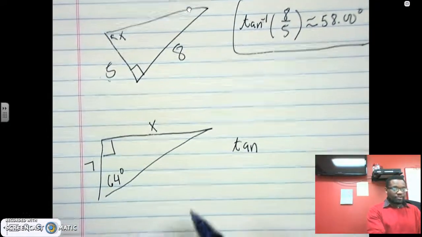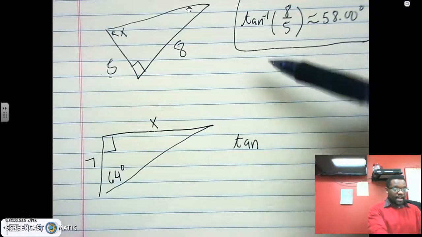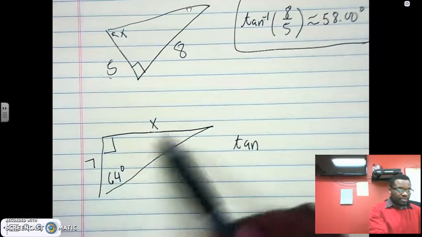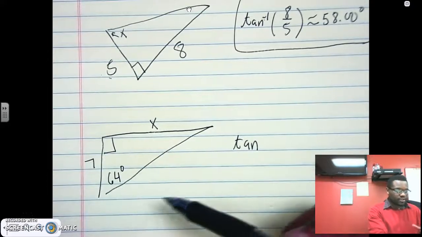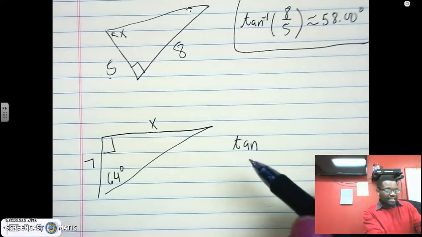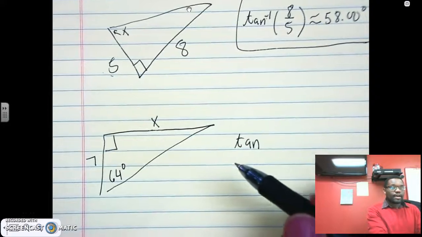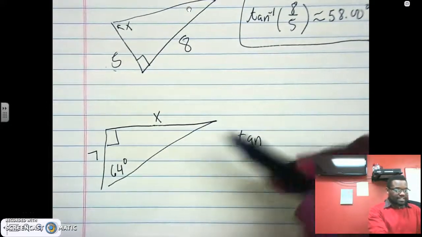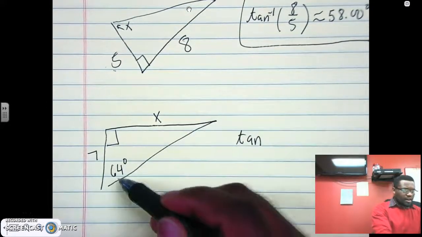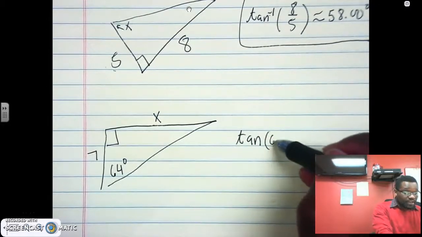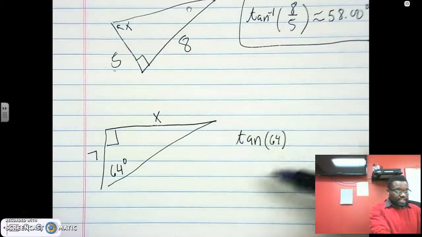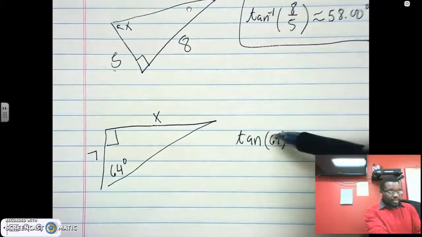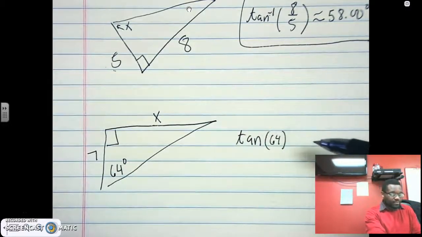Now, I already said on this one I'm using the tangent without the inverse. Why? Because I'm dealing with the sides. Okay, that's very important to know. So you got to think before you actually start doing this. What am I trying to find? A side or an angle? In this case, the tangent of 64, remember the angle always goes next to the tangent here. Not necessarily inverse tangent, but the angle always goes next to the tangent.